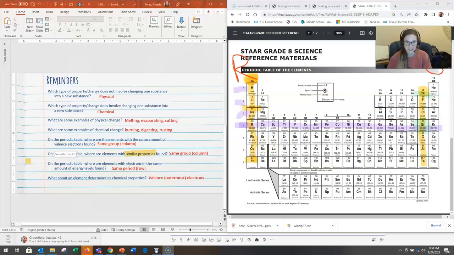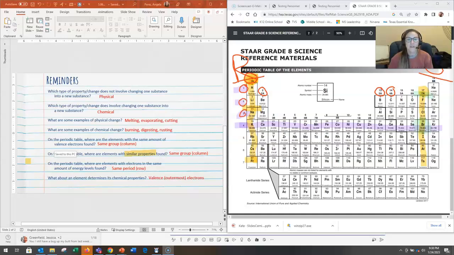In summary, valence electrons determine chemical properties. The fewer valence electrons it has, the more reactive it is. The more valence electrons it has, the more stable it is. We can find the amount of valence electrons in the groups on the periodic table, and we know how many energy levels an element will have based on its row or period in the periodic table.